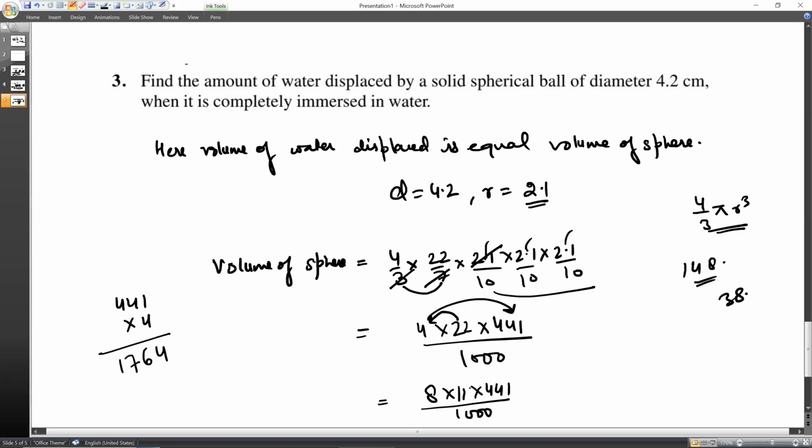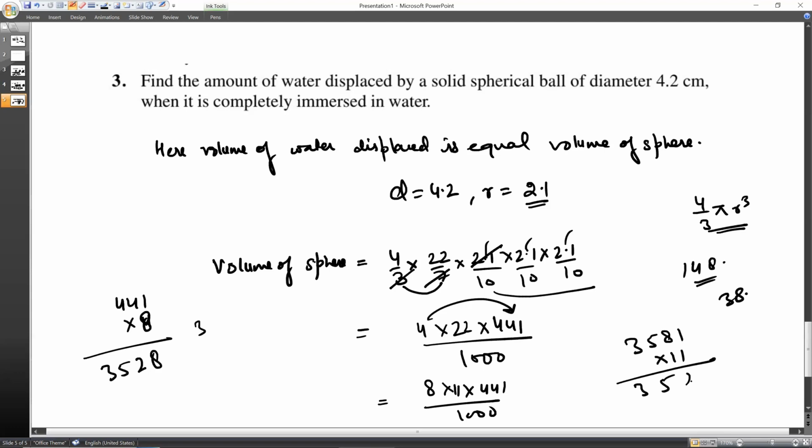Now you have to multiply this by 11 because you have just multiplied these two. Oh, no, we have to multiply by 8 now. So multiplied by 8 directly, we'll get 8 into 11 into 441 upon 1000. So I'm just going to multiply it. 8 ones are 8, 8 fours are 32, 3 carry, 8 fours are 32 and 3 is 35. Now it is very easy to multiply 3581 by 11.